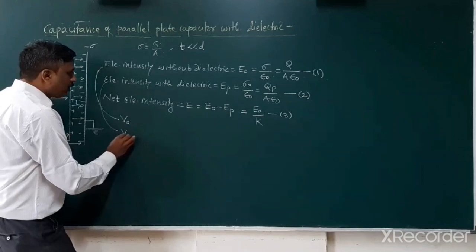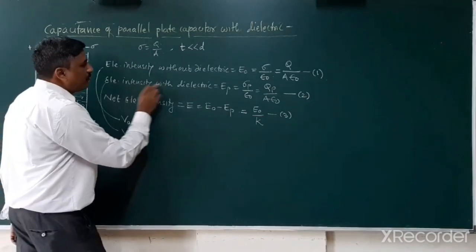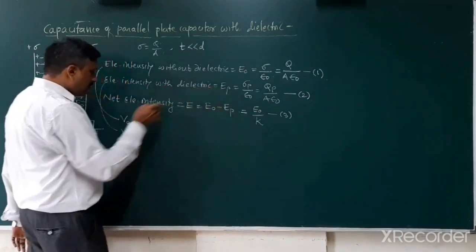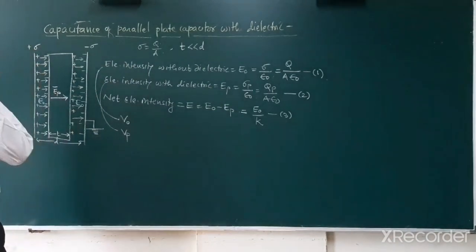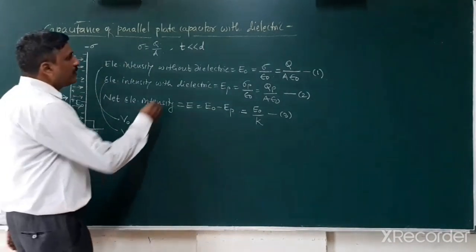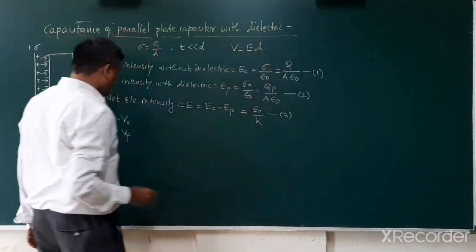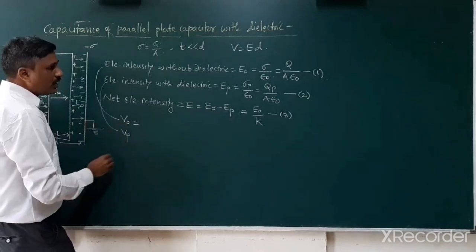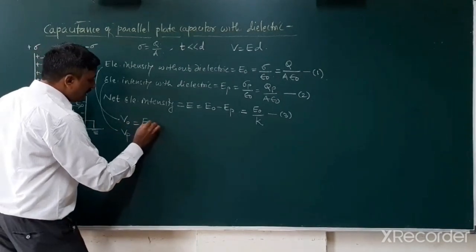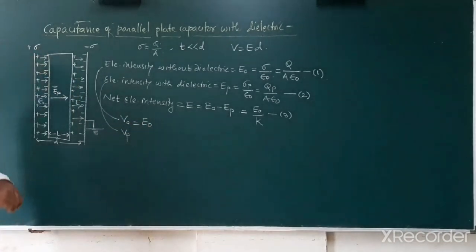At that time the potential with the dielectric, intensity is Ep. So I am writing the potential is also Vp. Then what are their values that you have to write down? Here everyone knows that V equals E into d. So I am writing V0 equals E0 multiplied by the distance.